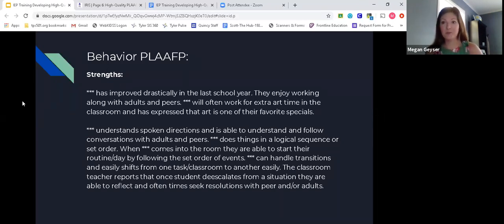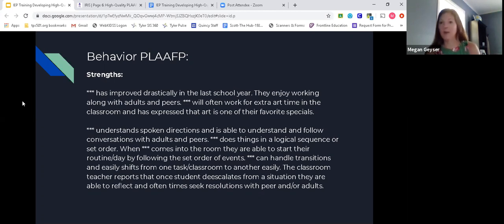throughout their school day. Then we have a note here that says when they come into the room, they're able to get started with their routine by following a set order of events. Once again, they like knowing what's next, and that routine is very important. So let's play on that strength. They handle transitions easily.